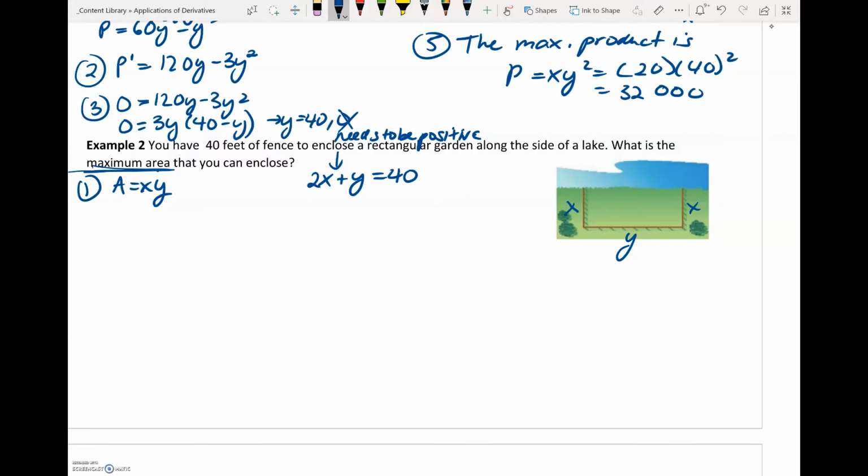So I'm going to rearrange this equation here so that we can replace our y with 40 minus 2x. And then I'm going to simplify this a bit further. All right, so this is our optimization function. Now we'll take the derivative of that to find its critical points to find the maximum.